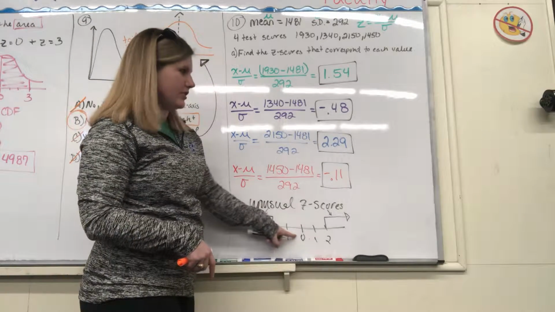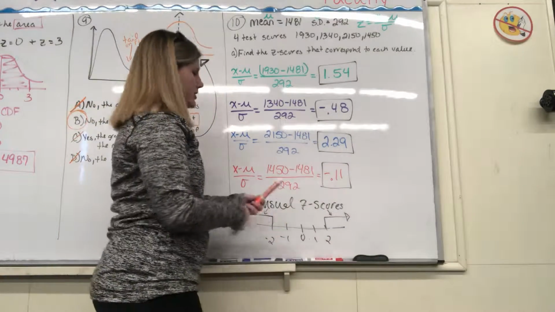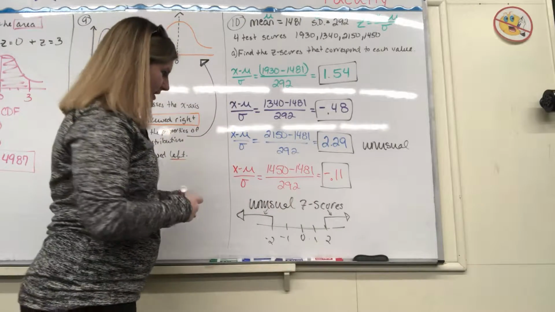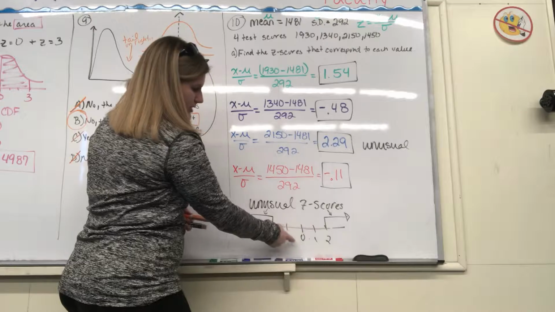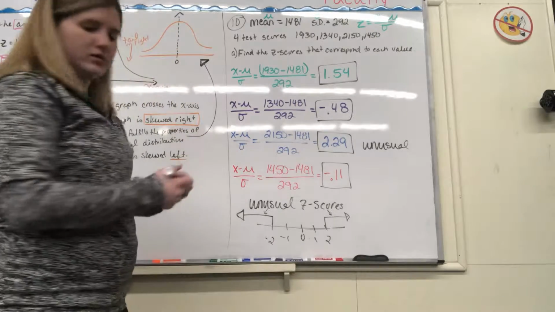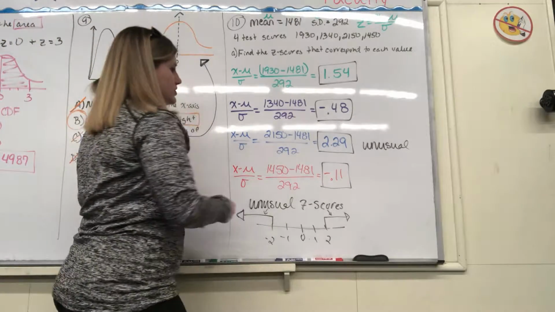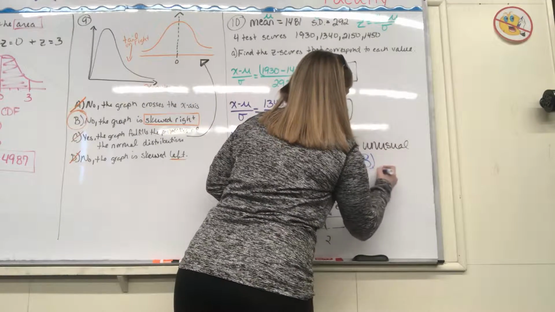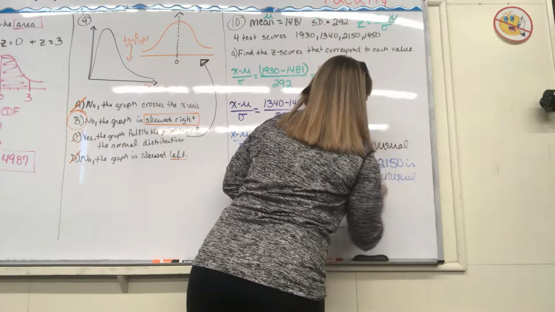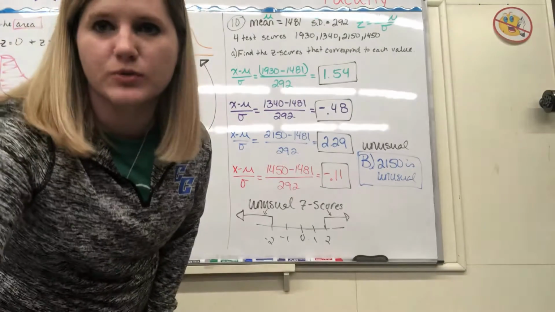-0.48 would be somewhere between 0 and -1, not unusual. 2.29, there we go, that would be about right here, so here we have an unusual z-score. And the last one, -0.11, is somewhere between 0 and -1, so that is not unusual. So the only value that is unusual is 2150. It's actually asking for what test value is unusual, so the 2150 is unusual. Okay, that is page 2.